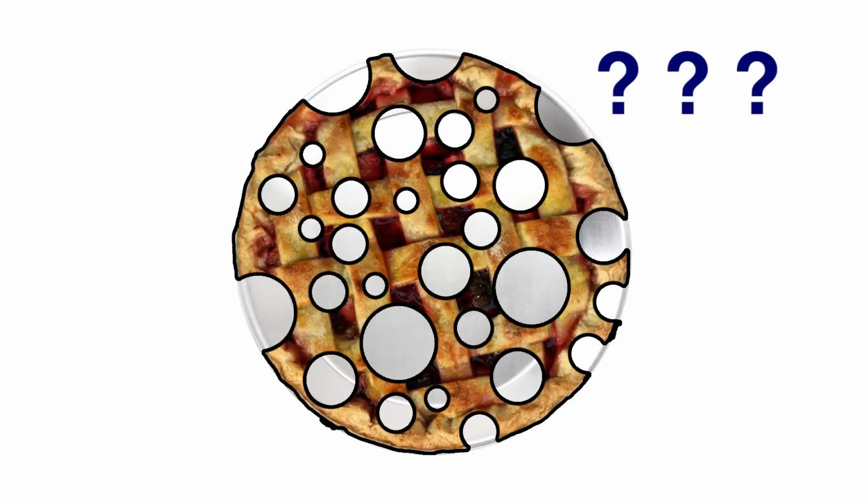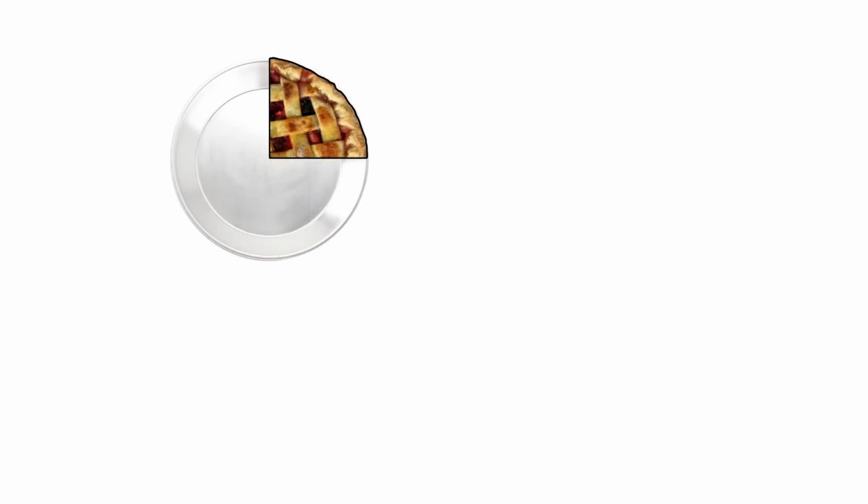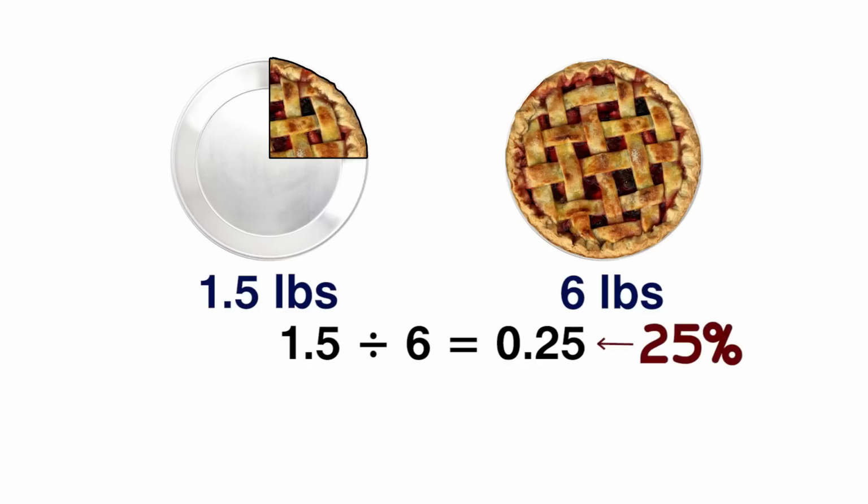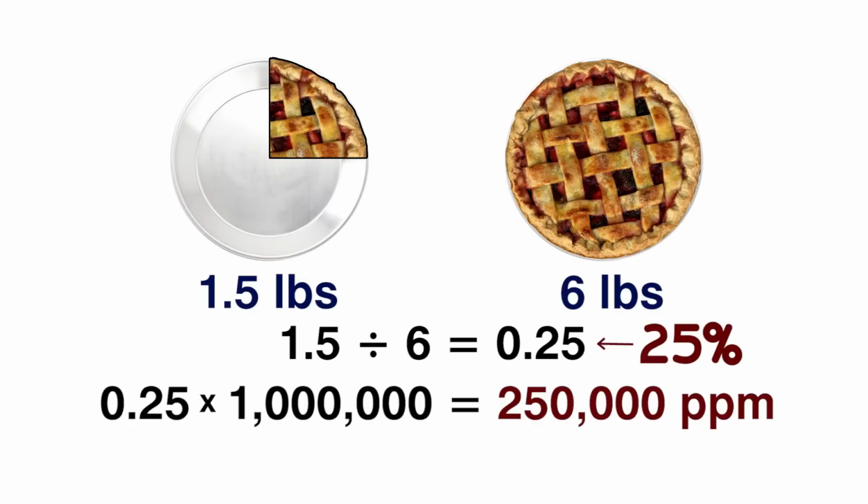Instead of using its shape, we use its weight or mass. For example, if a piece of pie weighs 1.5 pounds and the whole pie weighs 6 pounds, then divide 1.5 by 6 to get the percentage of the piece, 0.25 or 25%. Scientists often use parts per million. To convert your percentage to parts per million, simply multiply by 1 million. This piece of pie is 250,000 parts per million of the whole pie.